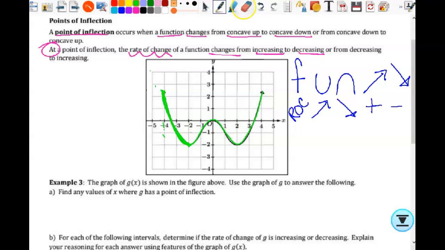So you have to make sure you can wrap your mind around whether we're talking about the rate of change or the function, because those are two different things. And that chart right there can help you. If you can figure out the function is decreasing, the function is increasing, right? Can you figure out by looking if it's concave up or concave down? For the most part, right?